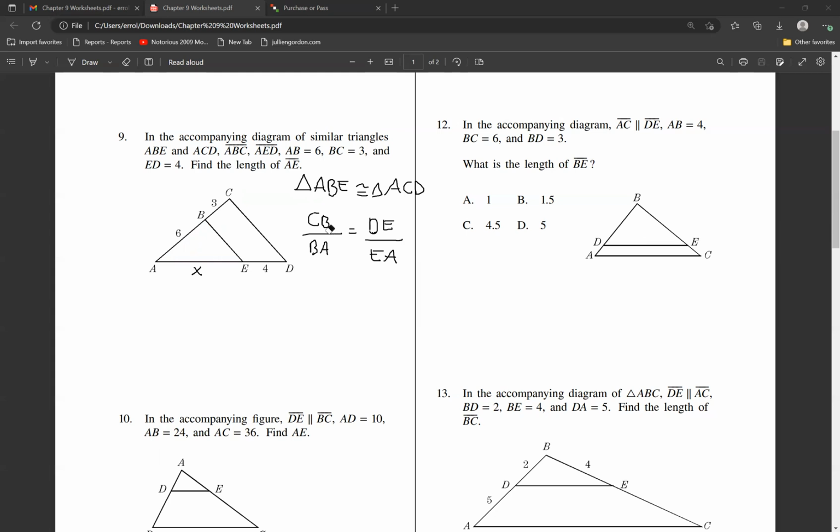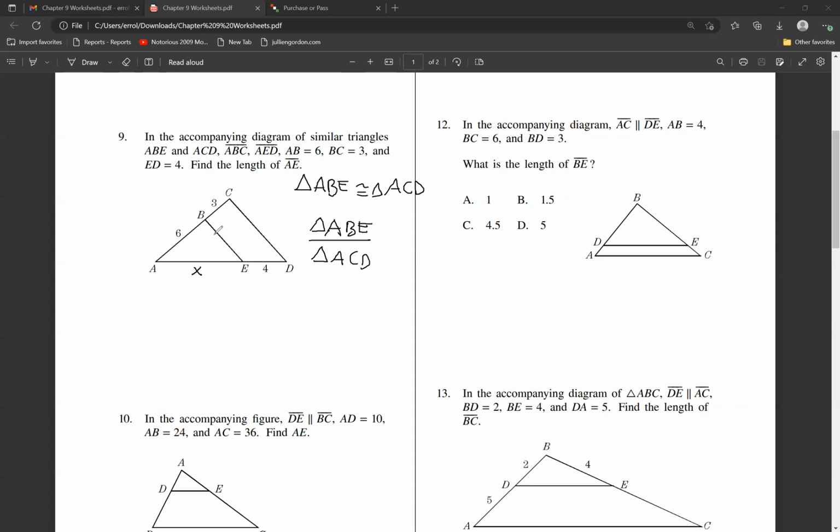Let me write it like this. Let me see if this makes sense to you, like I was trying to describe this to you on the first question. We're going to say triangle ABE on top and triangle ACD on the bottom. So tell me in terms of this whole distance, what's this distance over this whole distance?